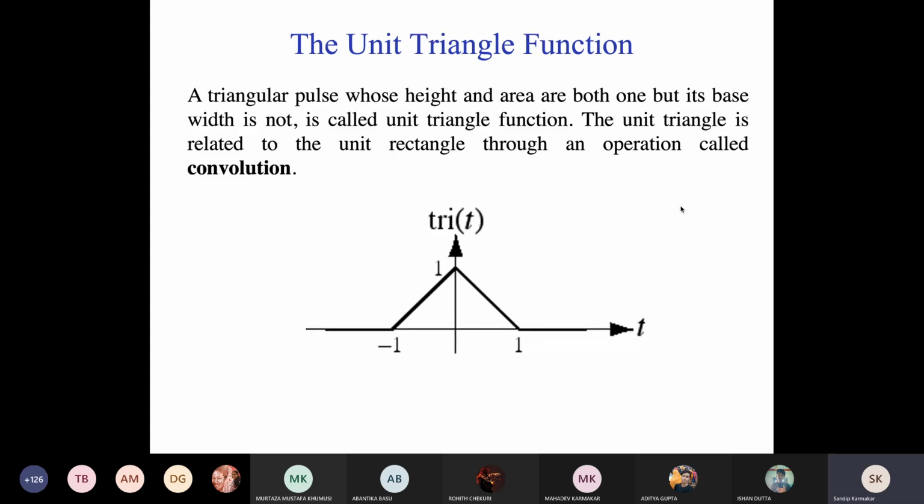The unit triangle function: the triangular pulse whose height and area are both 1, but its base width is not, is called the unit triangular function. The unit triangle is related to the unit rectangle through an operation called convolution. We will see what convolution is. So if the height and area of a triangular function are 1, then it is called a unit triangular function.